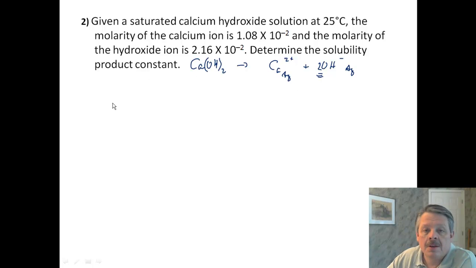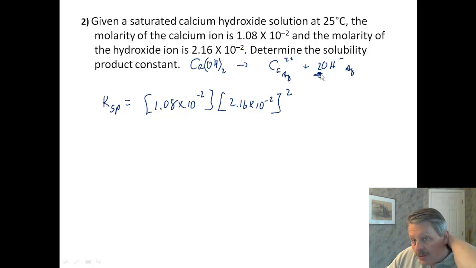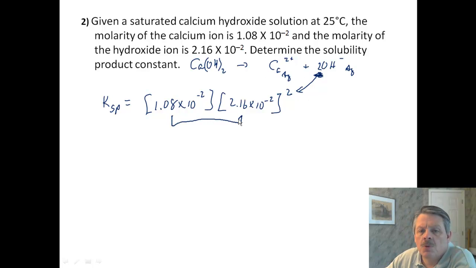Okay, so now our Ksp is going to be 1.08 times 10 to the -2 times 2.16 times 10 to the -2, and that's going to be squared. Why? Because there's a 2 coefficient over here, so that 2 coefficient goes down here. And you should notice, by the way, that there's a difference between the 1.08 and the 2.16, and the fact is that the second one is double the first one.